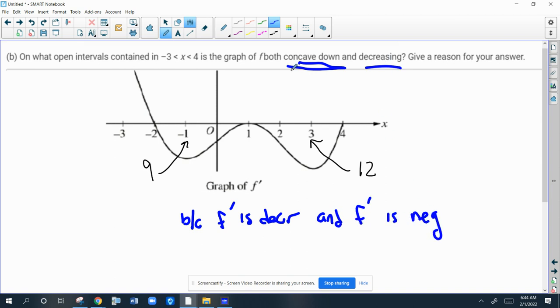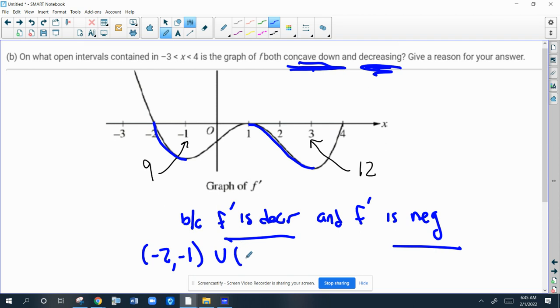So I've given the reasoning for both. You need to know that reasoning to answer the question. But once you have the reasoning, the answer to the question is simple. Just figure out where this graph of f prime is decreasing, going down, and negative, below the x-axis. So going down below the x-axis, going down below the x-axis. So these intervals would be -2 to -1, and then 1 to 3. Pretty simple. But you have to know your reasoning.